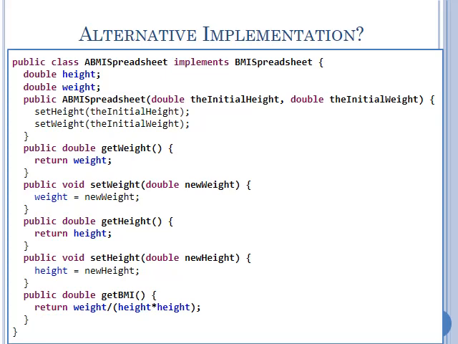I have two variables. My getBMI returns a value computed from these two variables. And that's the implementation. Can you imagine another implementation that has the same interface, has the same behavior? Yeah. You might have an implementation that stores the BMI. Okay? In which case my setWeight and setHeight would do what?